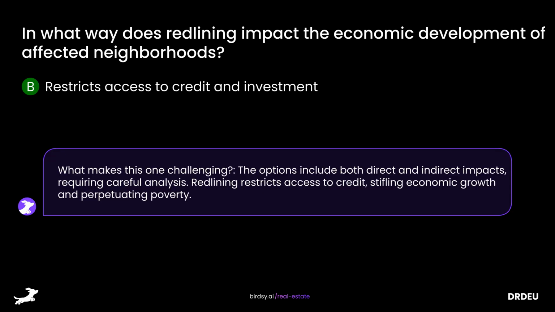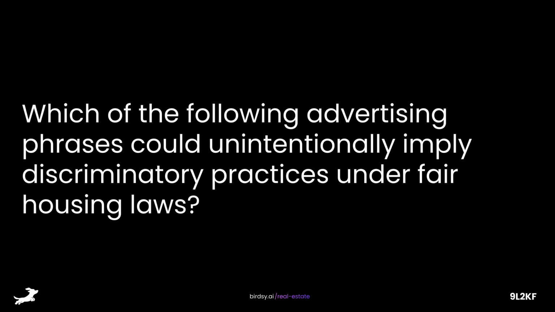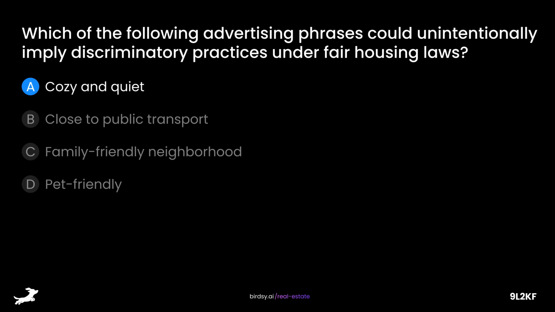What makes this one challenging? The options include both direct and indirect impacts, requiring careful analysis. Redlining restricts access to credit, stifling economic growth and perpetuating poverty. Discriminatory advertising and code words. Which of the following advertising phrases could unintentionally imply discriminatory practices under fair housing laws? Is it A, cozy and quiet, B, close to public transport, C, family-friendly neighborhood, or D, pet-friendly? The answer is C, family-friendly neighborhood.